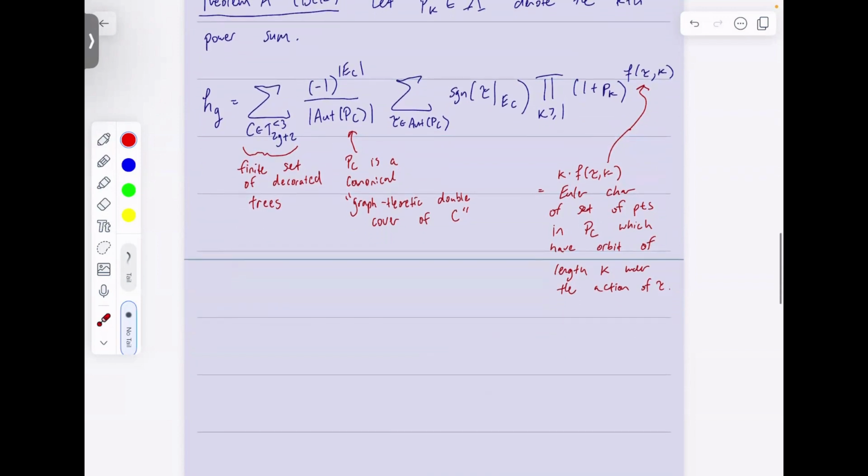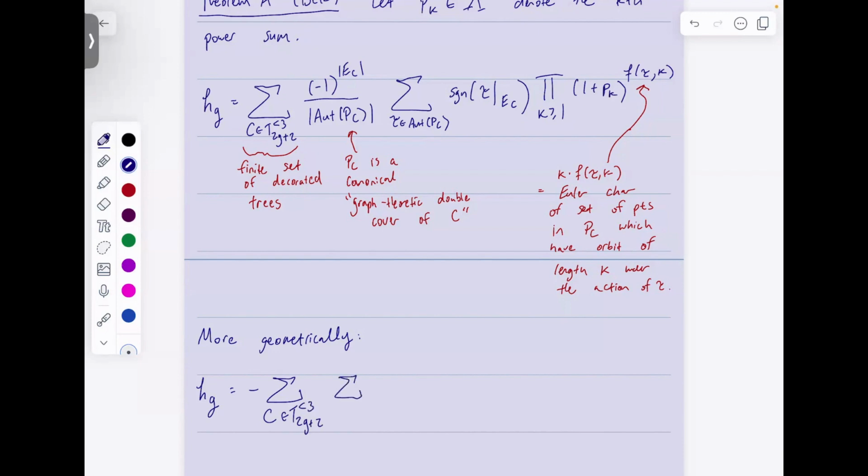I want to highlight maybe a more geometric version of this theorem. So what is this theorem saying geometrically? We could have just as well written this. So it's negative the sum over trees. And for each tree, I'm going to sum over all integers n greater than or equal to 0. And I'm going to look at the compactly supported S_n equivariant Euler characteristic of a space.